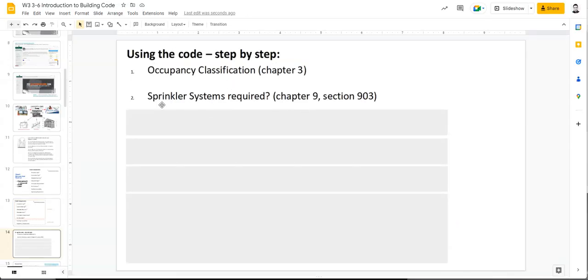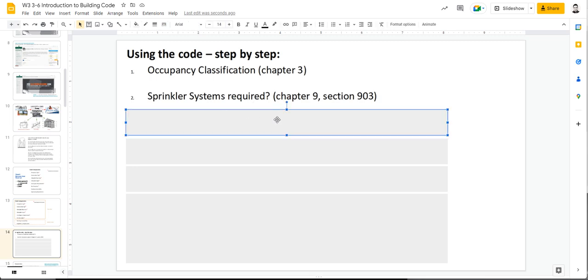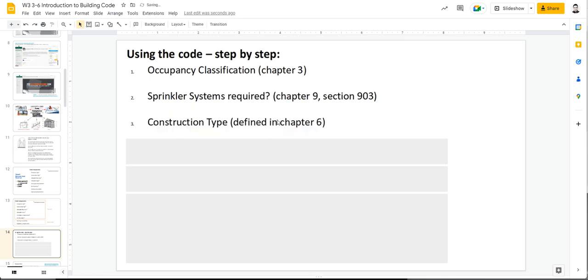So number two, when using the code, you classify your building based on its occupancy. We're going to go through that one in a little while. Then you determine whether you need sprinklers on it. And then you determine the construction type. Construction type means, is your structure made out of wood or steel or concrete? That's defined in chapter 6.